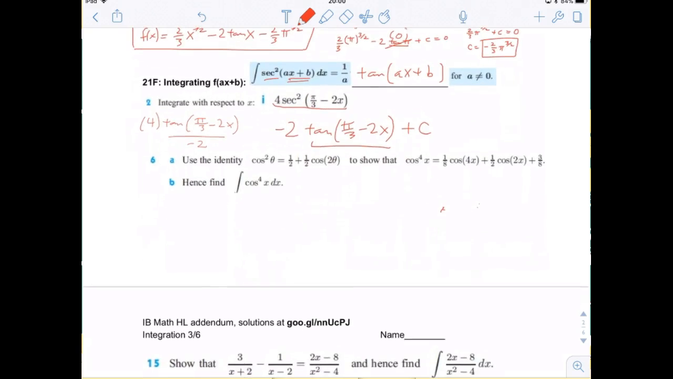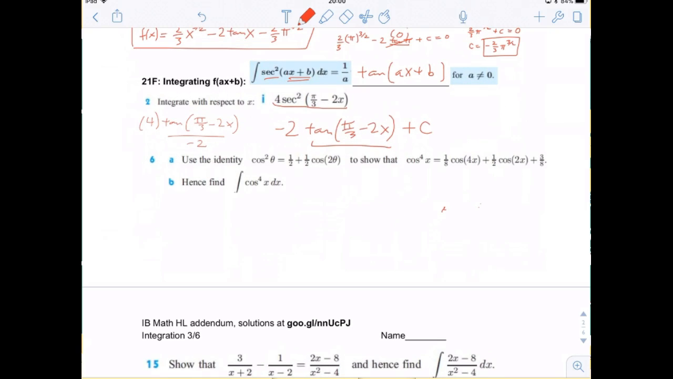Okay. Number 6, use the identity cosine squared equals 1/2 plus 1/2 cosine 2 theta to show that blah blah blah blah blah. Okay. So the first part of this is not an integral problem. It's just a trig identity problem. So can we take this and figure out an expression for cosine to the fourth? Well, the most obvious thing to do is to square both sides, right?